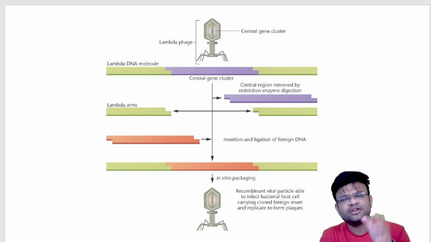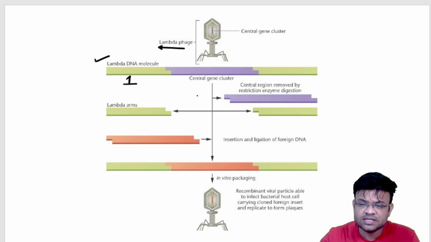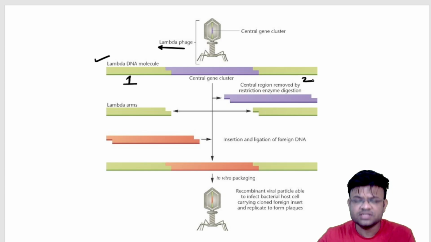Now, let me show you with the help of a diagrammatic representation what I am aiming to make you understand. So this is the lambda phage vector. Now this is the lambda DNA molecule. So this is one end and this is the second end. So these are the two ends.